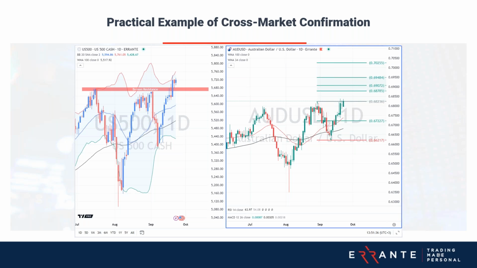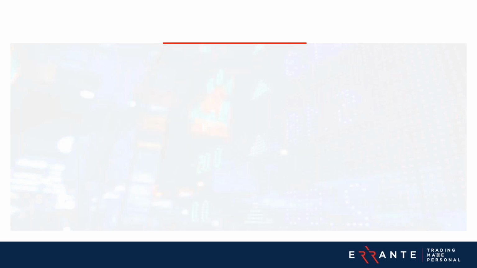As long as the stock index, here the S&P 500, remains bullish, AUD/USD has the potential to reach the Fibonacci extension targets that we marked on the chart, making this a high probability long trade. However, any sign of reversal in the stock index would warrant caution and serve as an early exit signal for the AUD/USD trade. So far, so good, guys?